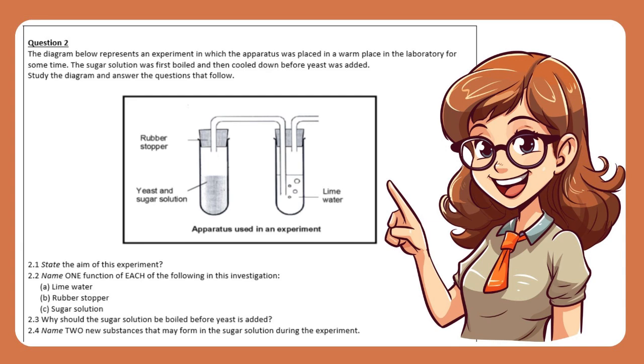Question 2. The diagram below represents an experiment in which the apparatus was placed in a warm place in the laboratory for some time. The sugar solution was first boiled and then cooled down before yeast was added. Study the diagram and answer the questions that follow. 2.1 State the aim of this experiment. 2.2 Name one function of each of the following in this investigation: A. Lime water. B. Rubber stopper. C. Sugar solution. 2.3 Why should the sugar solution be boiled before yeast is added? 2.4 Name two new substances that may form in the sugar solution during the experiment.